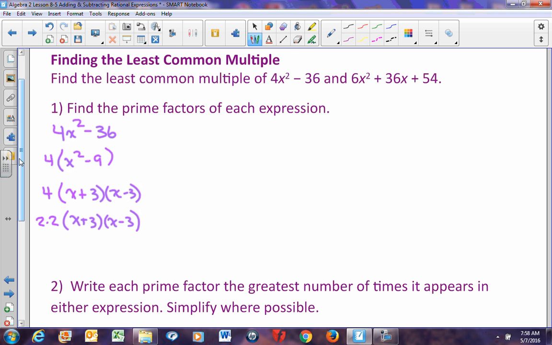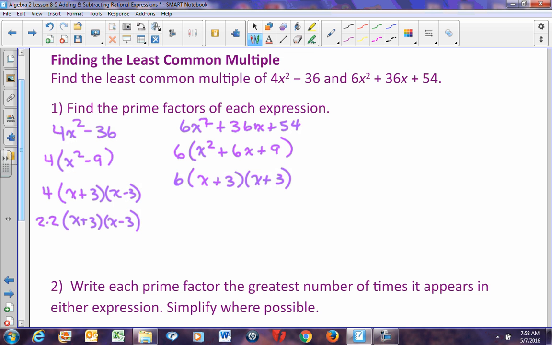I was right. It's 6x squared plus 36x plus 54. I forgot my 6 the last time. So take a 6 out, you get x squared plus 6x plus 9. Now I need to factor x squared plus 6x plus 9, and that would factor to x plus 3 times x plus 3. And then my 6 will factor down to 2 times 3 times x plus 3 times x plus 3. So there's the completed factorization of that expression.